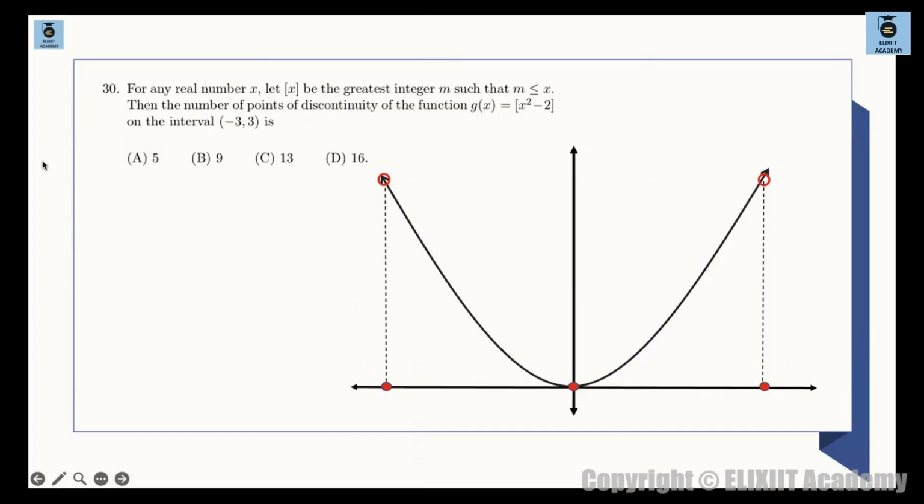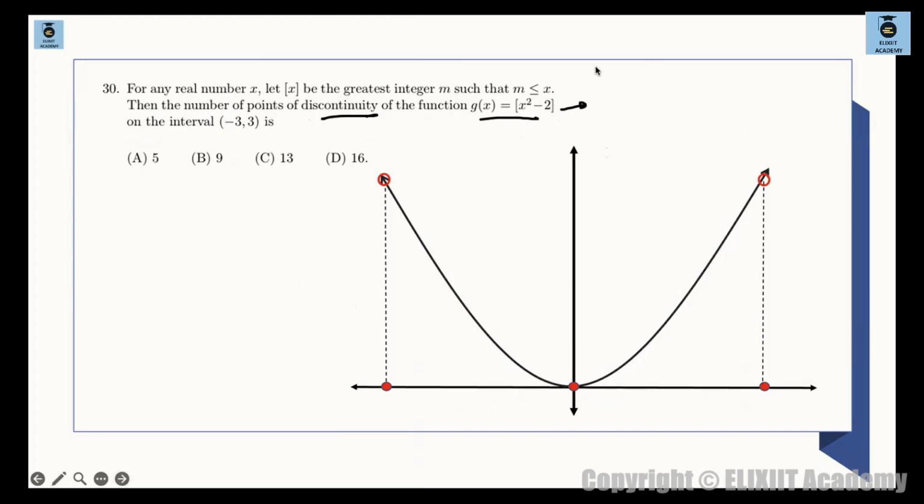Okay, next we have this question which says that for any real number x, let box x be the greatest integer m. It's the greatest integer function, so we have to find the number of points of discontinuity of this function g(x) is equal to box of x square minus 2. So box of x square minus 2, you can simplify this thing by the properties of greatest integer function. This minus 2 can be taken out.